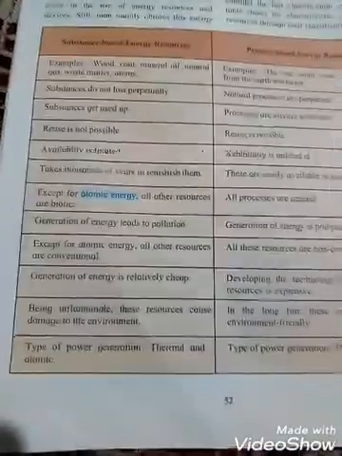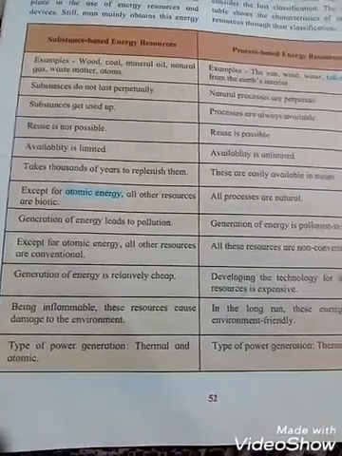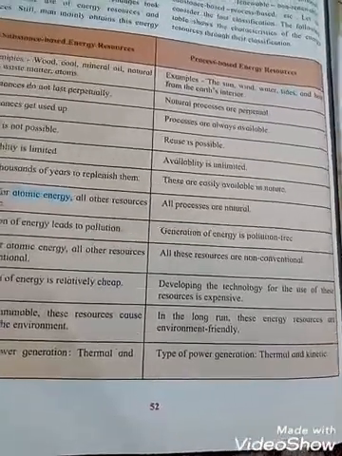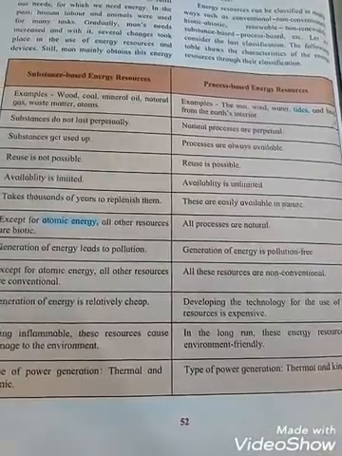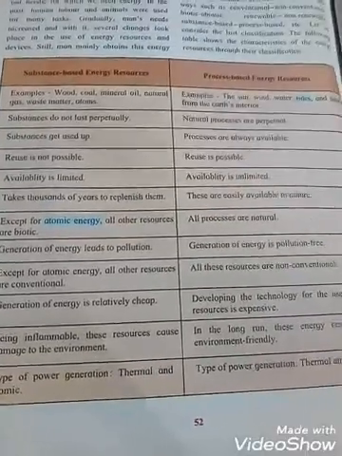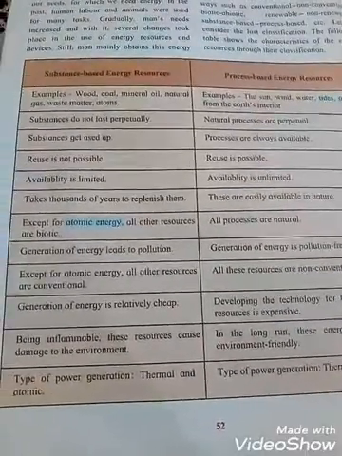Type of power generation, that is thermal and atomic, and in this process based energy, types of power generation, that is thermal and kinetic. So this way, that means substance based energy resources and process based energy resources.